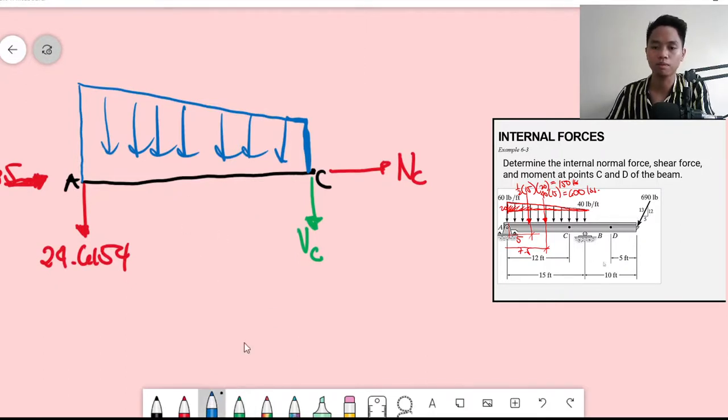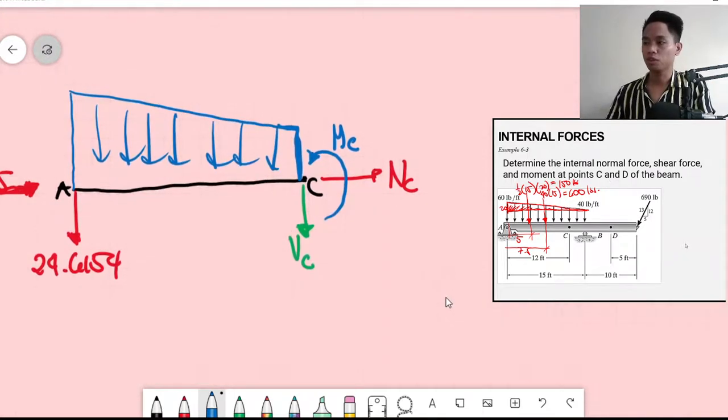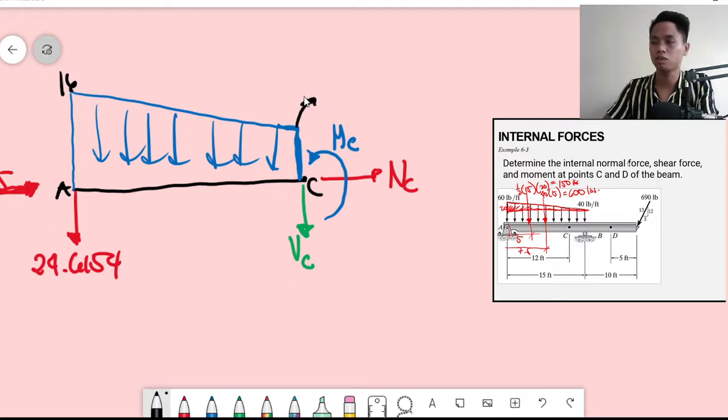Then the moment. The beam should smile, so the moment goes toward this side. That should be our moment at C. Again, it will make the beam smile, so it is a positive moment. We know that this value here is 16. How about the other value here? At 15 feet, its value is 40.